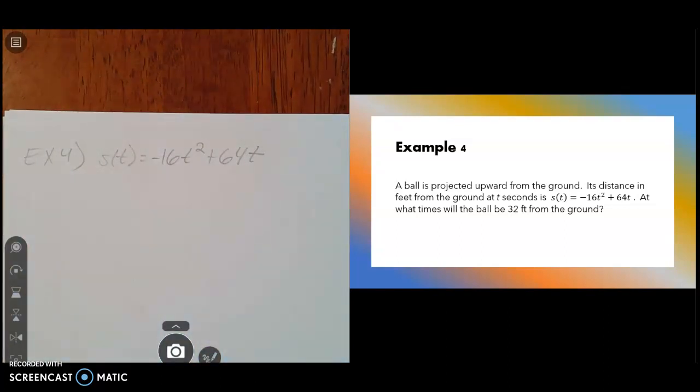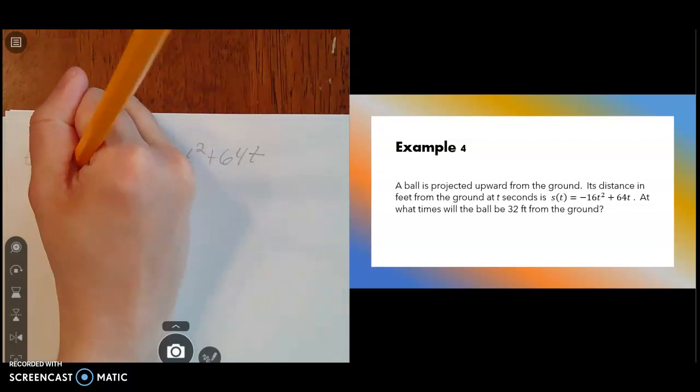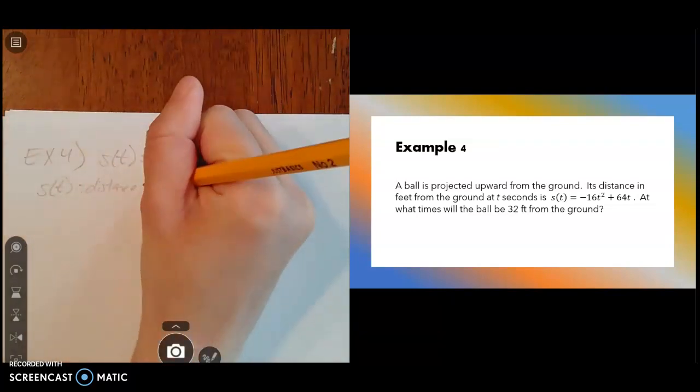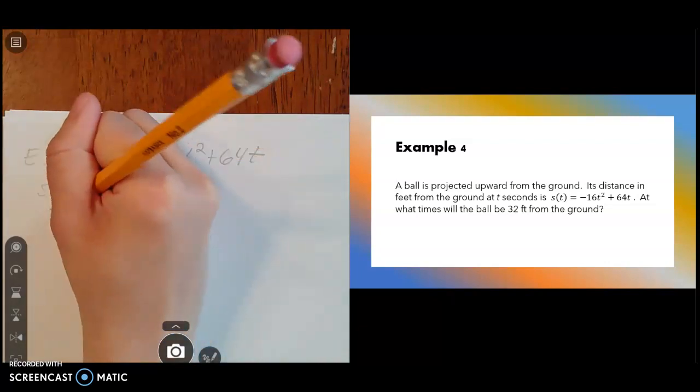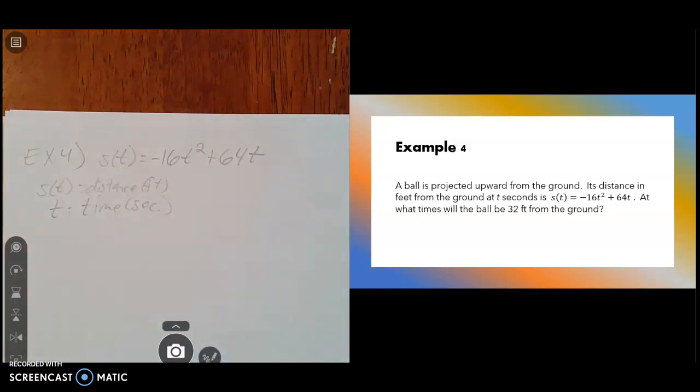T is the time in seconds, and s of t is the distance. Okay, so if it helps you a little bit, s of t is the distance. It's in feet. And t is the time, and the time is measured in seconds. So that's basically what we start out with.